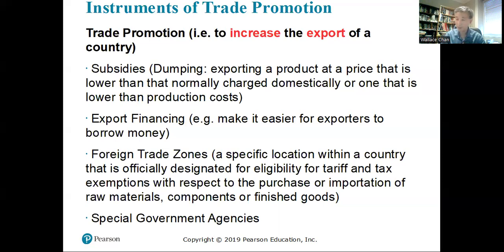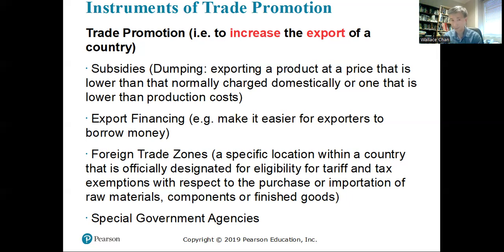However, some governments, some countries, they see increasing the export would be a good thing, but they are not so enthusiastic to promote import. Because of that, they would basically do different kinds of things to promote export, but not deliberately to promote import. There are different ways that export can be promoted. For example, subsidies. Up to a point that sometimes a country can export a product at a price that is lower than that normally charged domestically, or one that is lower than the production cost.